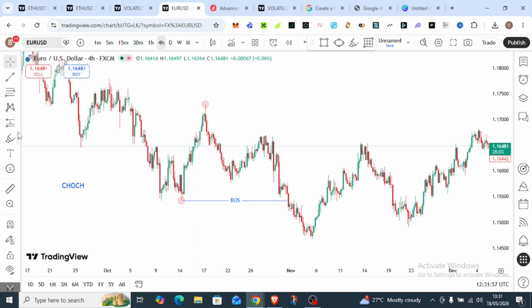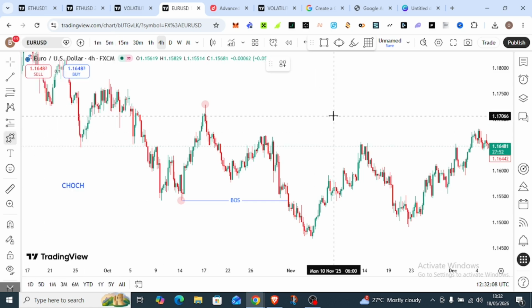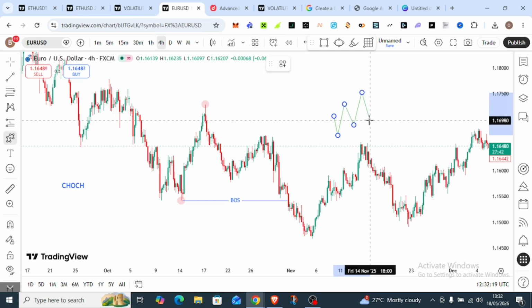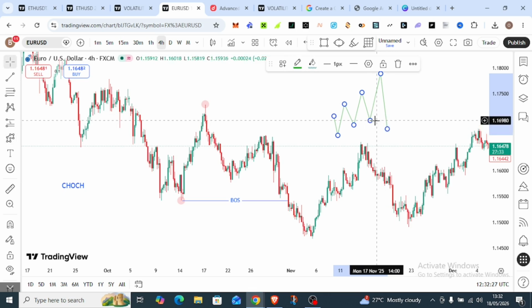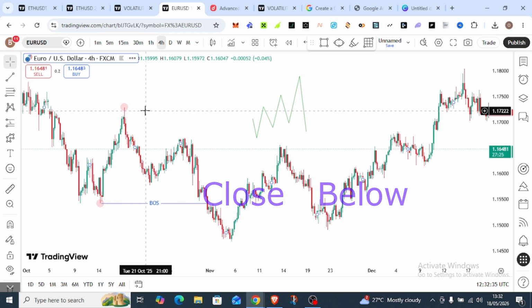Let me use another example here so that you can understand what I mean. If we have higher high, higher low, higher high, higher low, higher high, higher low, higher high, and all of a sudden this high comes and breaks this and closes above it, this becomes change of character for the uptrend or bullish scenario.